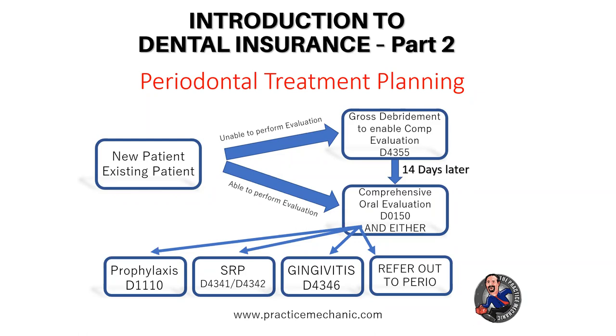And the final bucket is you're going to refer them out to perio. If they are eights and nines and lots of sevens and all of the teeth are loose and mobile and it's just a terrible situation and not something you want to treat in office, refer it out to perio. As we all know, most periodontists love to do implant placements. This is the time to start talking about all on fours, all on threes, whatever it may be. So that's kind of the periodontal map for treatment planning.